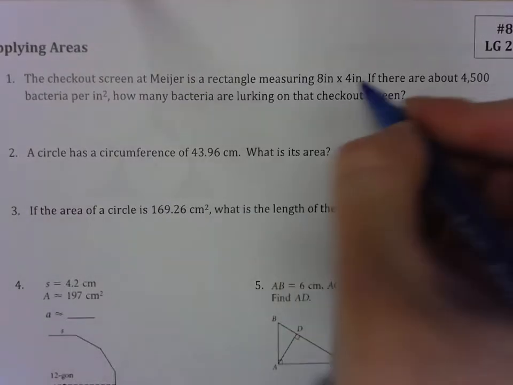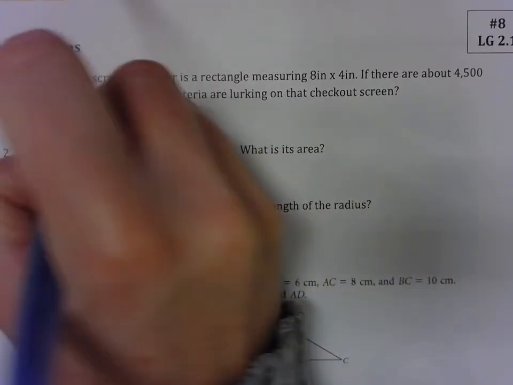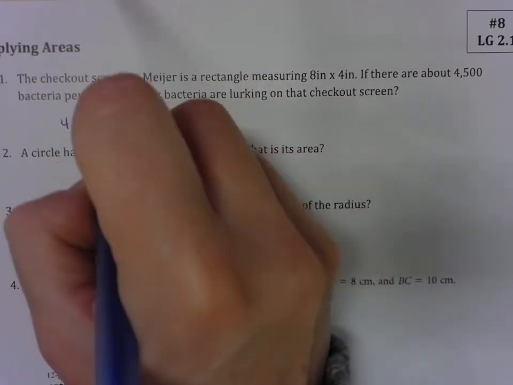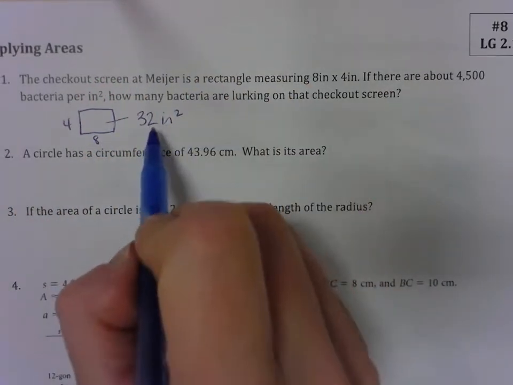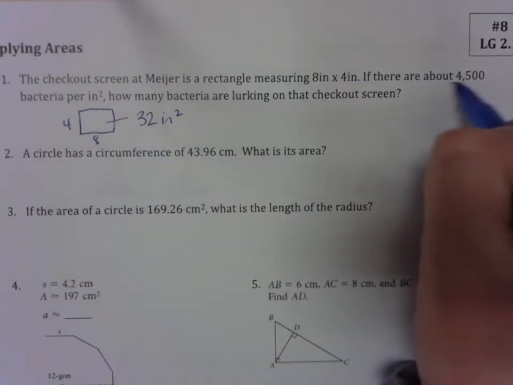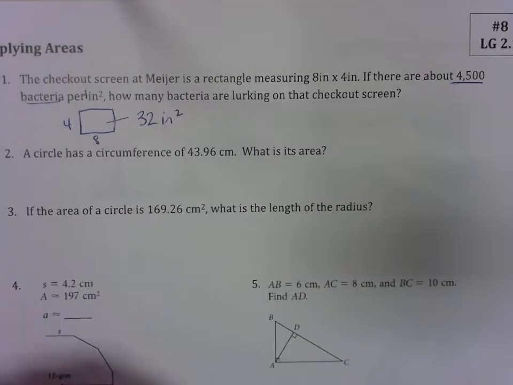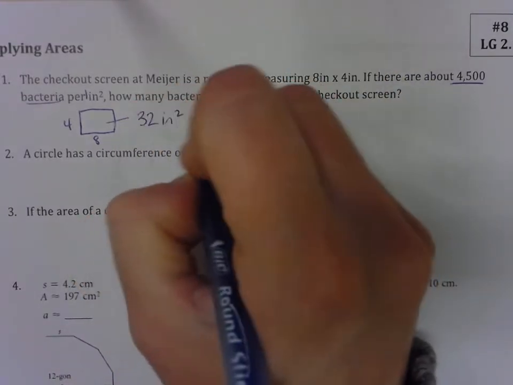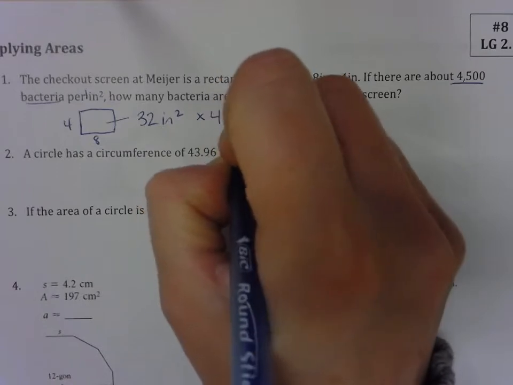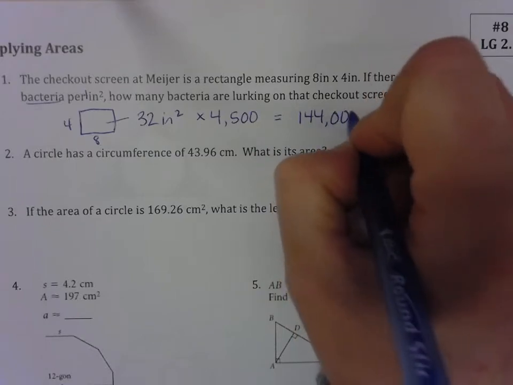So we got an 8-inch by 4-inch rectangular screen at Meyer. So I know that the total area it covers is 32 inches squared. Every one of those inches squared has about 4,500 bacteria, because it says 4,500 bacteria per, you can leave it as 1 inch squared. So in order to get the total bacteria, all we take is the area of my shape and multiply it by 4,500, and we will get how many bacteria, which is 144,000 bacteria on that screen.